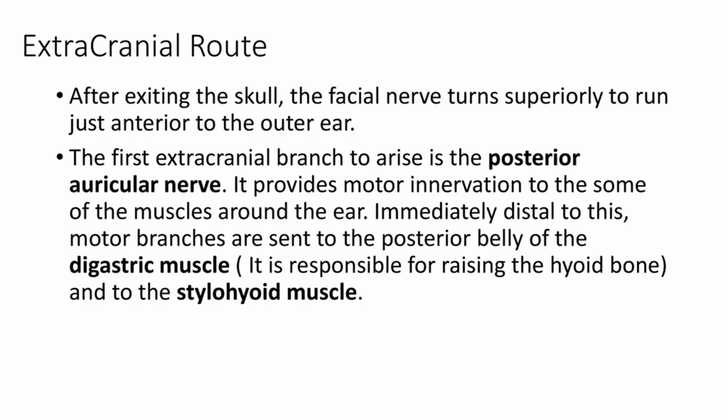Now we have the extracranial route. After exiting the skull, the facial nerve turns superiorly to run just anterior to the outer ear. The first extracranial branch to arise is the posterior auricular nerve. It provides motor innervation to some of the muscles of the ear. Immediately distal to this, motor branches are sent to the posterior belly of the digastric muscle.